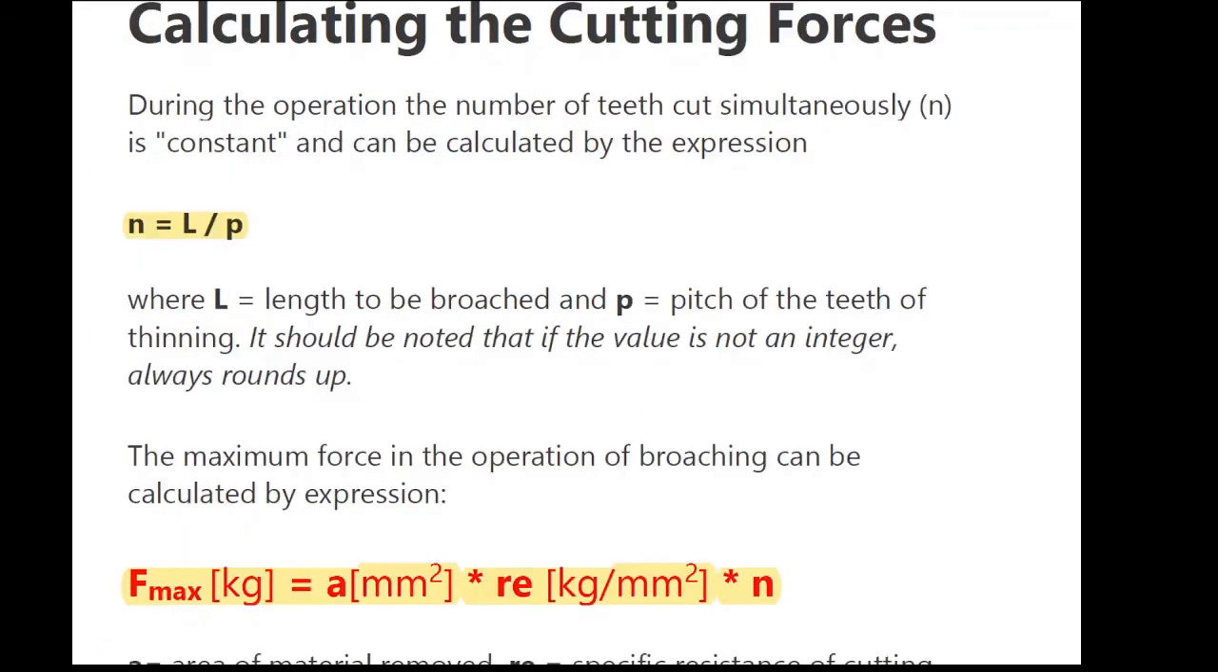In a broaching operation, the number of teeth actively engaged in simultaneous cutting is always constant. How can we determine this value? Or how can we determine the number of teeth that are actively engaged in cutting? It can be obtained by dividing the length of the workpiece to be broached by the pitch of the teeth. So N is given by the length of the workpiece to be broached, L, divided by the pitch, P.